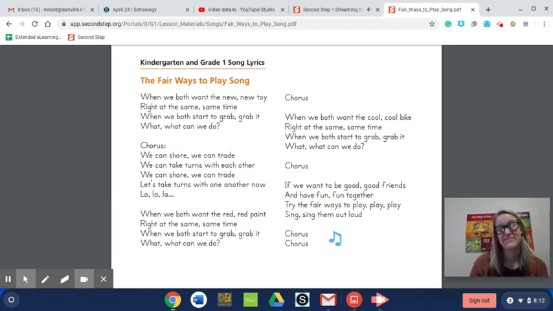When we both want the red paint, right at the same time. When we both start to grab it, what can we do? We can share, we can trade, we can take turns with each other. We can share, we can trade, let's take turns with one another now.